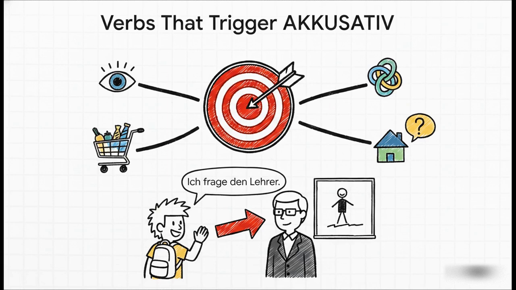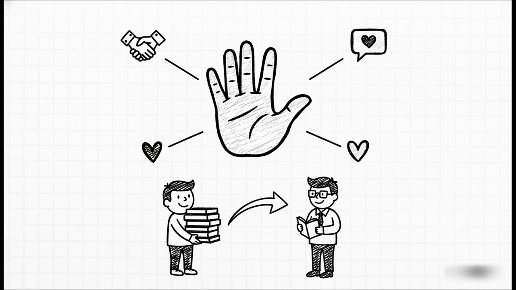In our example, ich frage den Lehrer. Whom are you asking? The teacher. He's the direct object, so it has to be accusative. And then you've got this group of verbs that are just hardwired to the dative case. This is a list you'll pretty much just have to memorize.